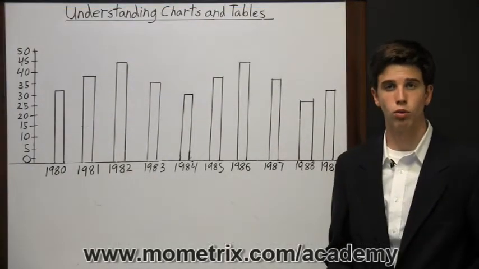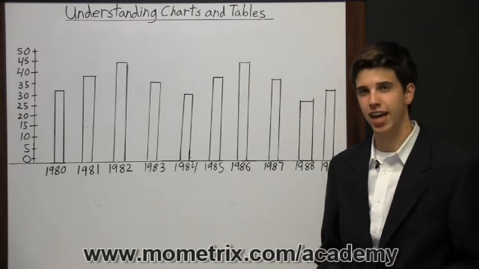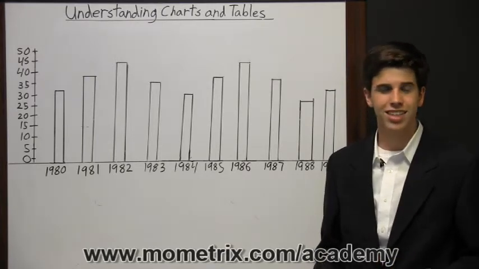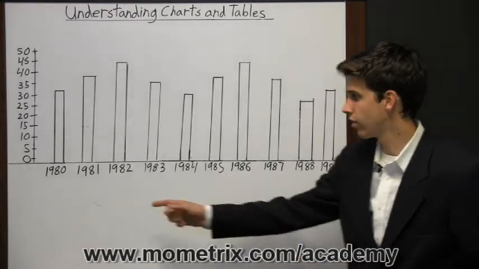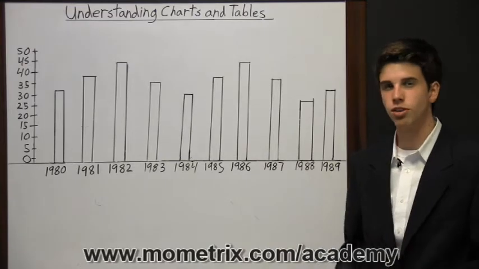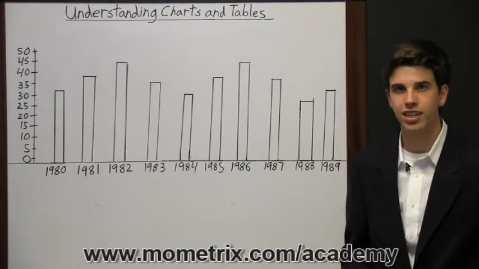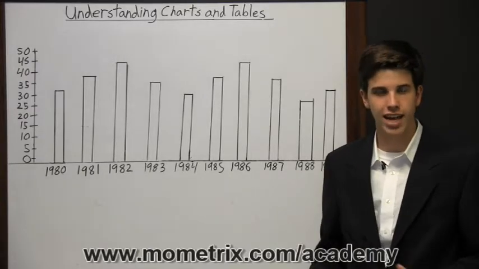Anytime you have a chart or a table, you should be asking yourself what is being shown in the data presented. In this chart, a decade's worth of data is being displayed. You see here 1980 through 1989, and it shows varying amounts of some quantity each year. So you have to ask yourself if any trends can be detected.